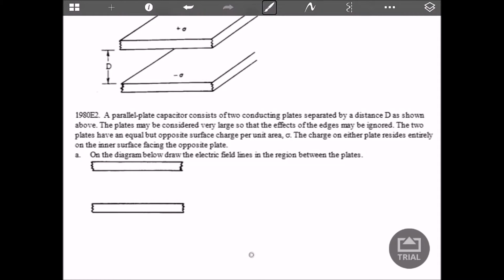So this is problem number 2 from the 1980 AP Physics C exam. And in part A, we have to draw the electric field lines between these two plates.